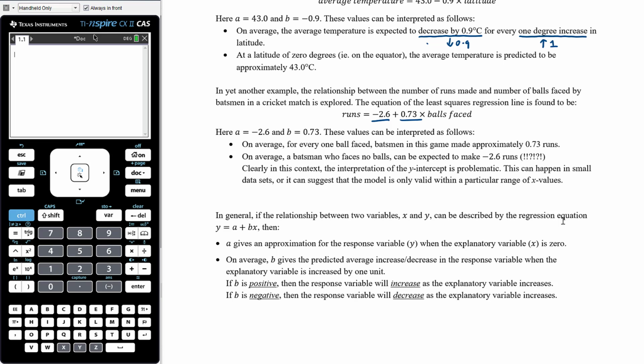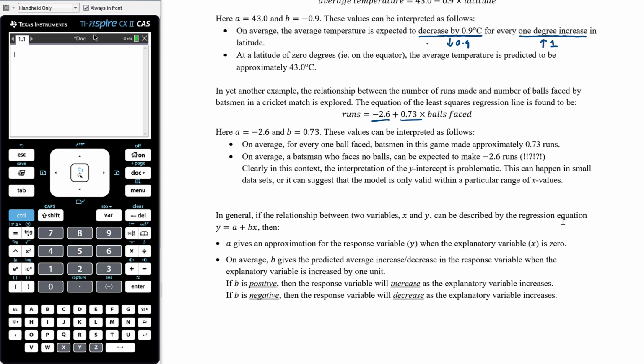Now, the y-intercept here is interesting. On average, a batsman who faces no balls, so when the explanatory variable, number of balls faced, is 0, we're getting the number of runs that would be made. That's what the y-intercept is telling us. So on average, a batsman who faces no balls can be expected to make negative 2.6 runs. Obviously in this particular example, the y-intercept doesn't make sense, and we can talk about that a bit further on. It's because it's an extrapolation away from the data. The line of best fit is only relevant within the range of the data. We've extrapolated too far away from the range of the data here, and actually it's meaningless.